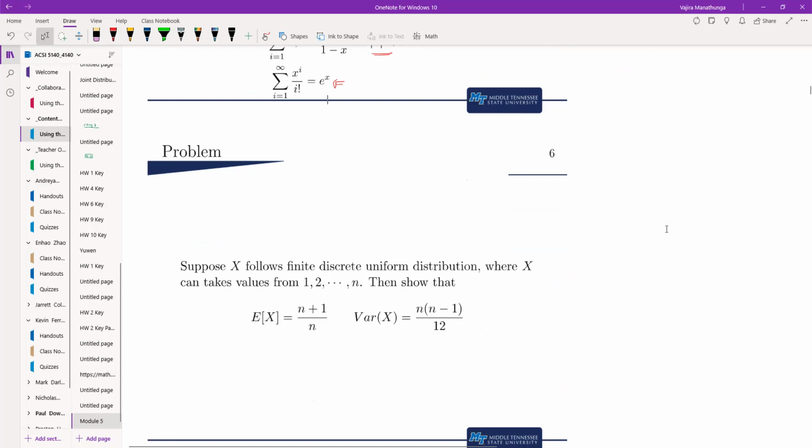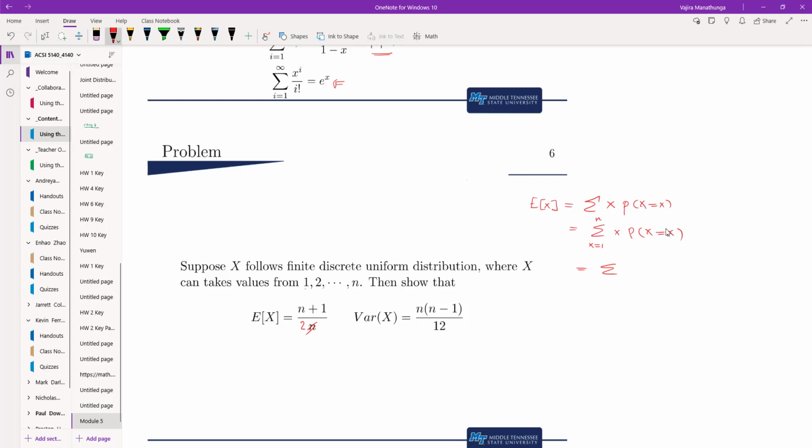Here you can see the question asks: if X follows a finite discrete uniform distribution, where X takes the values 1 to n, then show that the expected value of X is n plus 1 over 2, and the variance of X is this. Let's try to prove one of these. Let's prove the expected value of X. What's the formula? From the previous lesson, it's the sum of x times the probability X equals x.